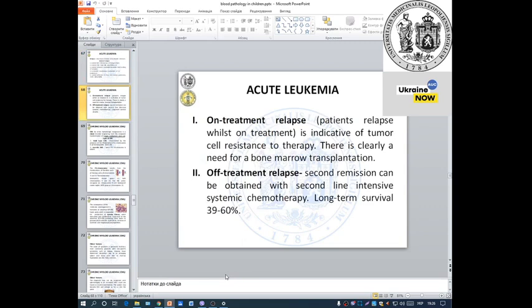Relapse can be on treatment or off treatment. On treatment relapse during the treatment course is indicative of blast cell resistance to therapy. There is clearly a need for bone marrow transplantation. Off treatment relapse, after the treatment course, and second remission can be obtained with second-line intensive systemic chemotherapy, and long-term survival is 39 to 60%.